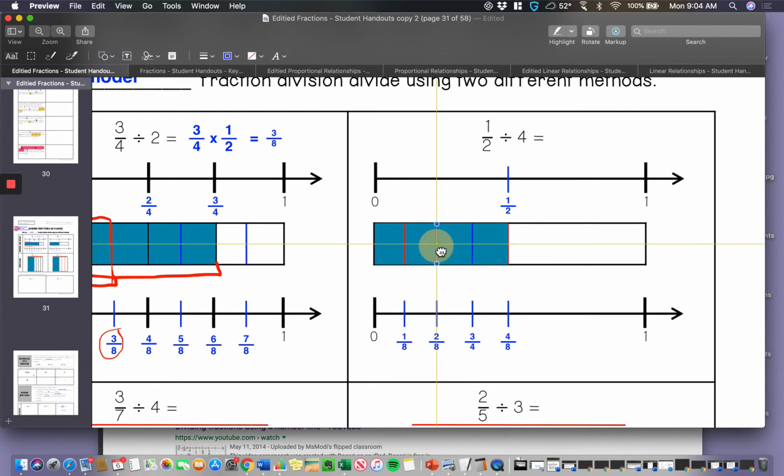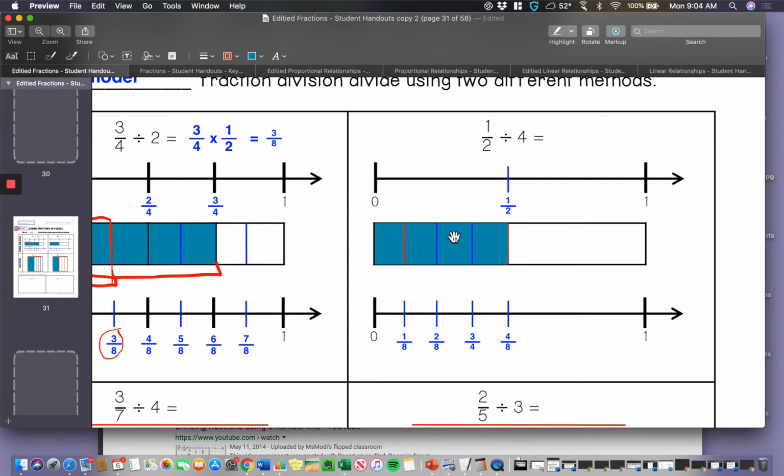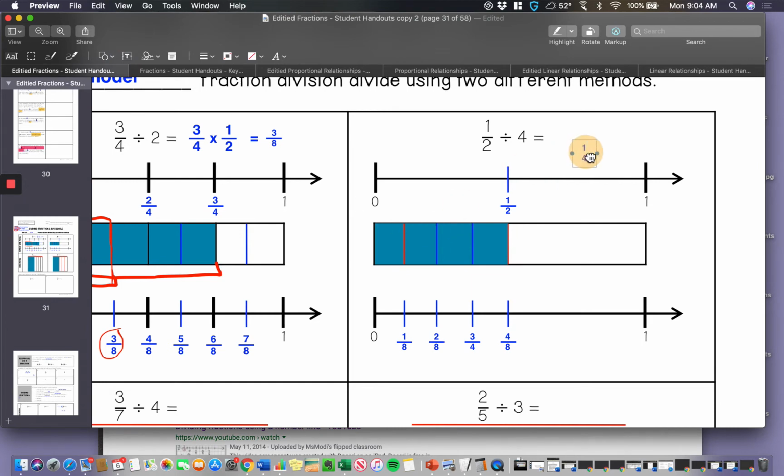So I can take each piece and break it into 4 pieces. So now that I have my shaded part that's broken into 4, okay, so remember we shaded half, and then we needed to break it into 4. 1, 2, 3, 4. Okay, and now they want to know what 1/4 is out of this. So remember our keep change flip rule, where I can change my second fraction by flipping it. So now I'm going to have 1/2 times 1/4, right?